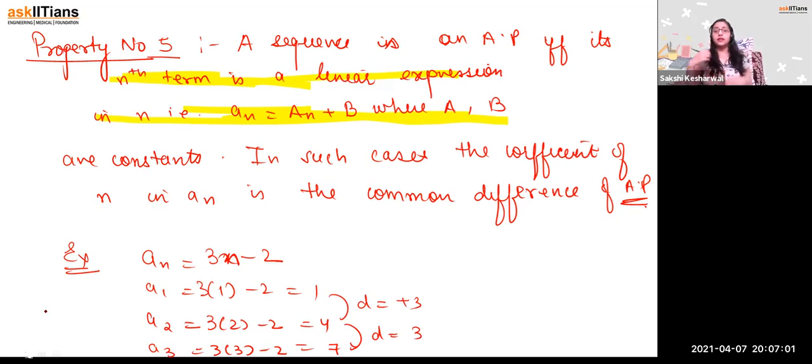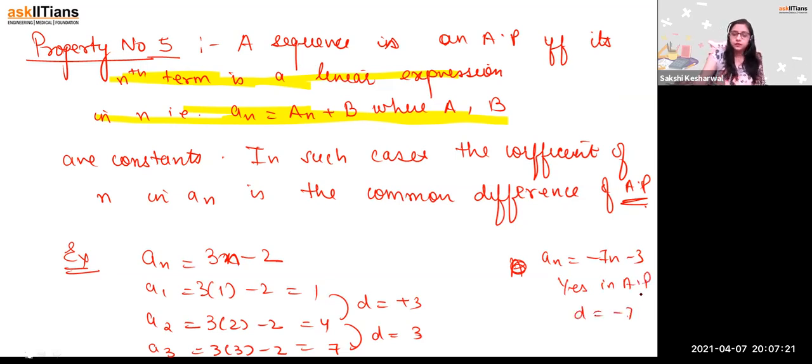So can you say that if any expression is written in the linear form, then we can say that this is always an AP. You don't have to worry about it. If I write any expression like an is equal to minus 7n minus 3, is this an AP? Yes, this is an AP, and its d is minus 7. But if I write an is equal to minus 7n plus 3n squared, is this an AP? No, this is not an AP. Please go and check it out.